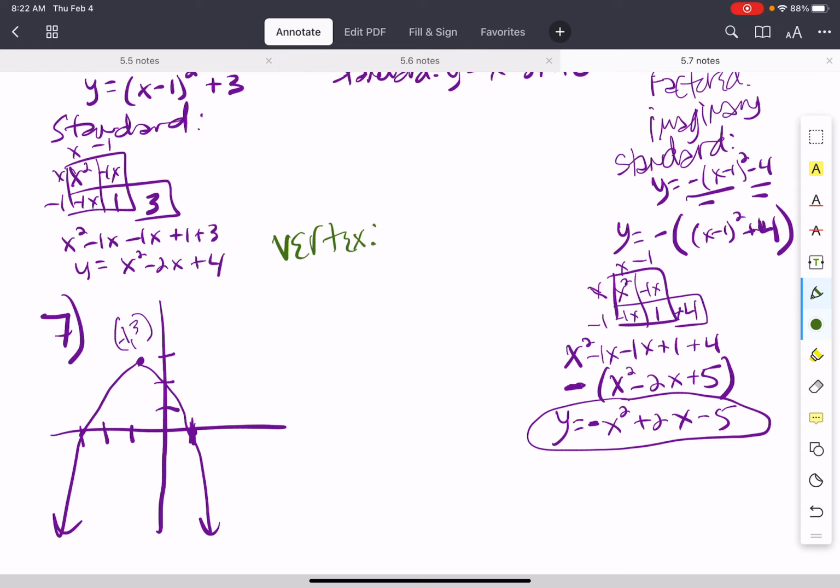Is my A for my vertex going to be positive or negative? Negative, because it opens down. x minus 1 or x plus 1? Mandy? Careful, we're not distributing the negative. That's a good guess, though. Yeah, you do the opposite of the x that's in the parentheses. And then minus 3 or plus 3? Good.